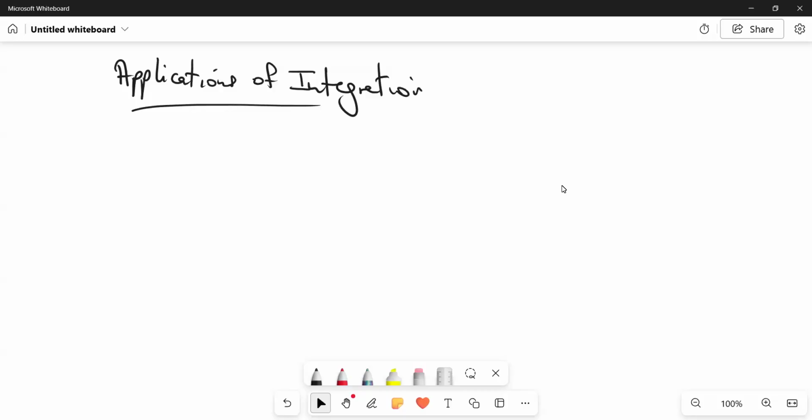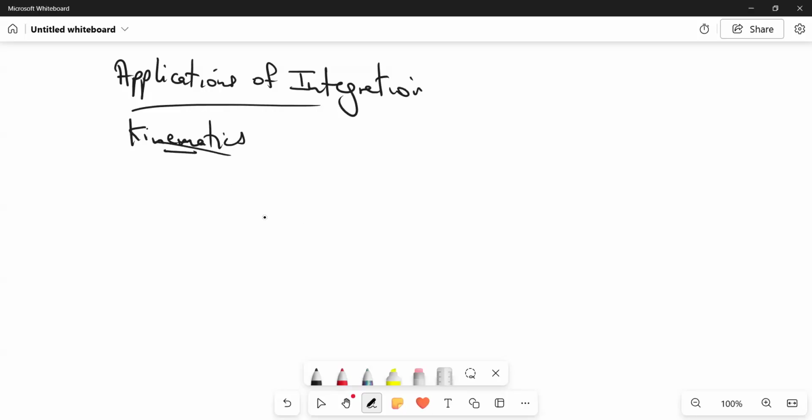Okay, sure. Good. So we're going to cover some basic applications of integration. Let's start with maybe kinematics.